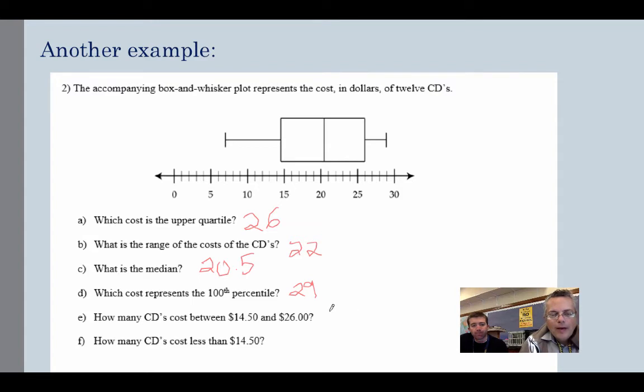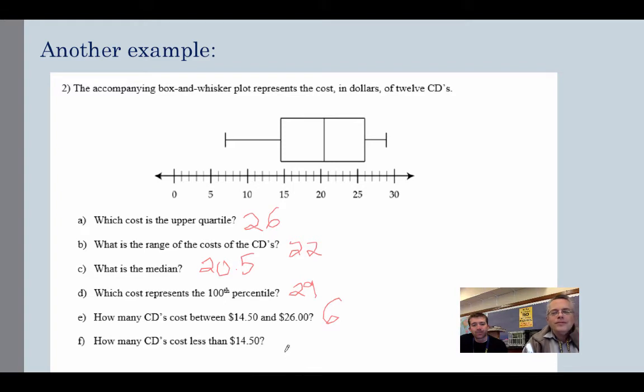How many CDs cost between $14.50 and $26? Well, 14.50 is right here at Q1, and 26 is Q3, so that would be the middle 50% of the data. So 50% of 12 is 6. Now sometimes, this is a trick question. If they didn't tell us there were 12 data items, we wouldn't know the actual number. We just know that there's 50%. Be careful. There's some trick questions on this where they don't tell you how many data items there are.